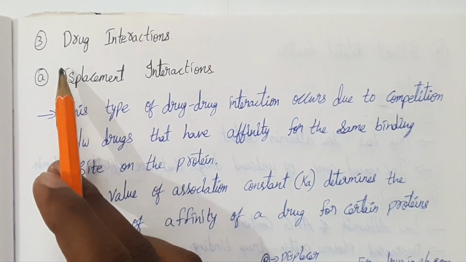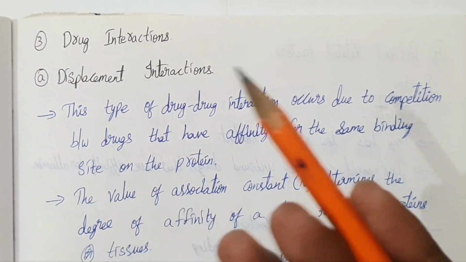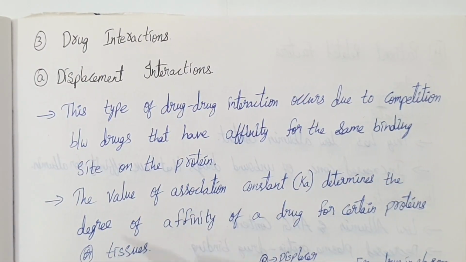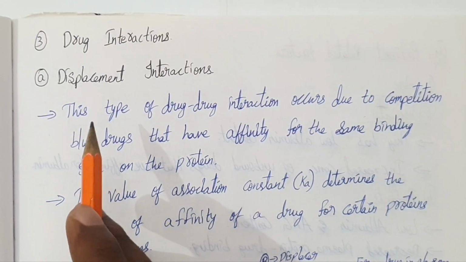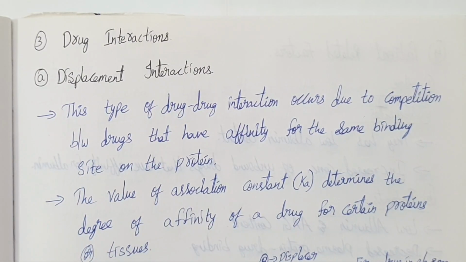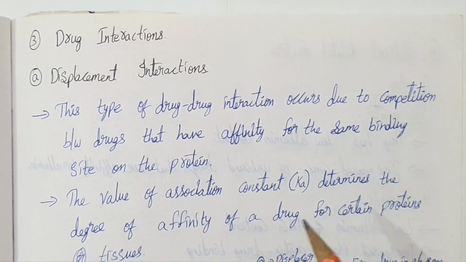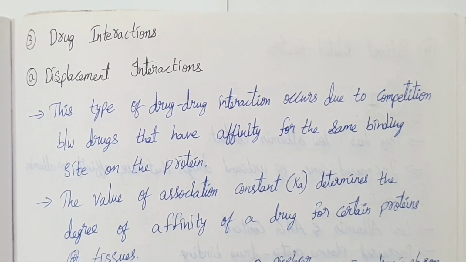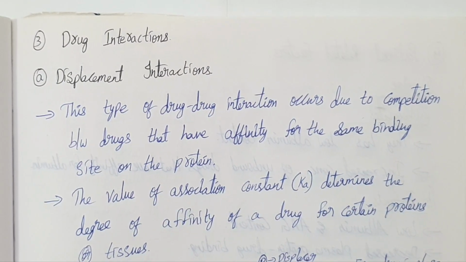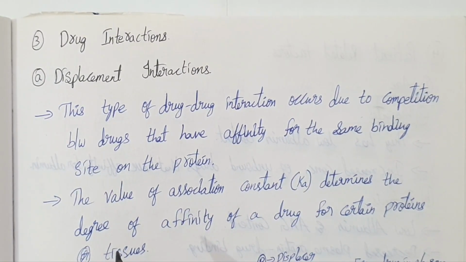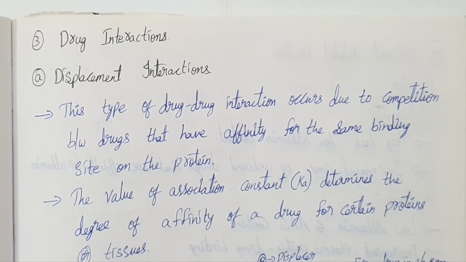The third one is drug interactions. Now comes a very practical factor, interactions between drugs and other molecules. First one is displacement interactions. If two drugs compete for the same binding site, one can displace the other. Example, warfarin displaced by phenylbutazone increases free warfarin and can cause toxicity.